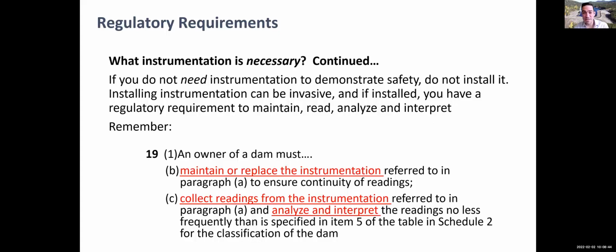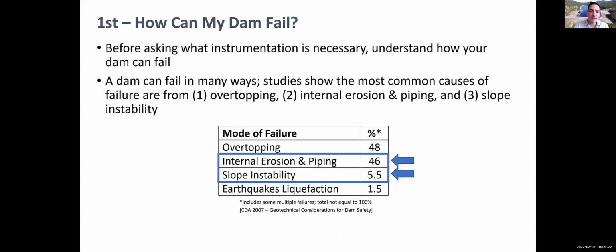Installing instrumentation can be invasive, and if installed, you can have a regulatory requirement to maintain, read, analyze, and interpret. And there's the other two points of the first regulatory slide I showed. So we want to collect the data we need so that we can understand that it's performing safely. If we do not need that information, putting it in isn't really helping. I would say it's worse: even if you can find some benefit from that instrumentation, putting it in and not monitoring it is worse than just not putting it in. So we're going to continue on.